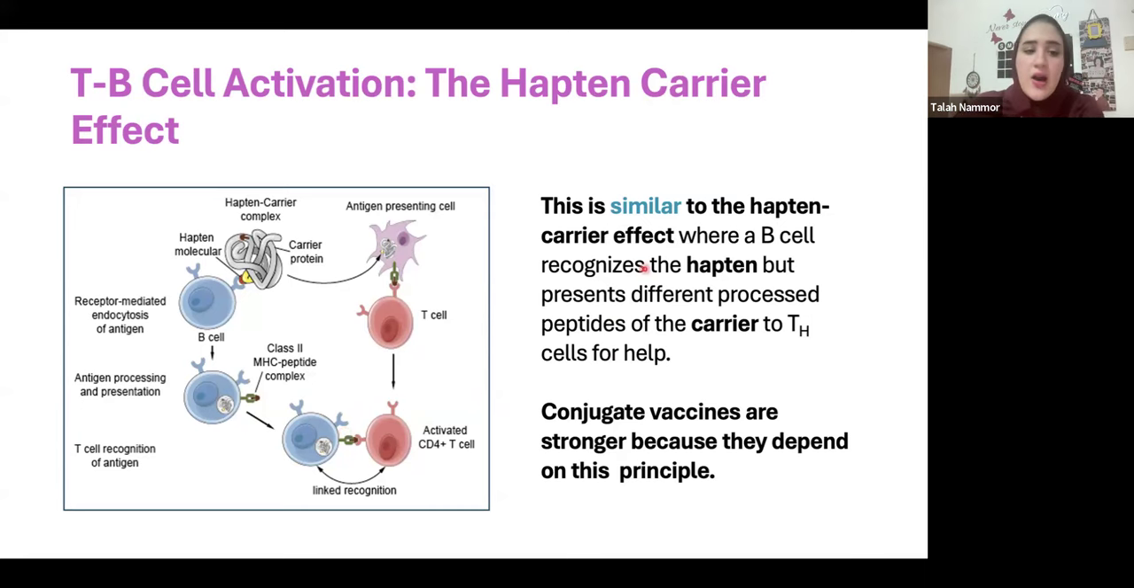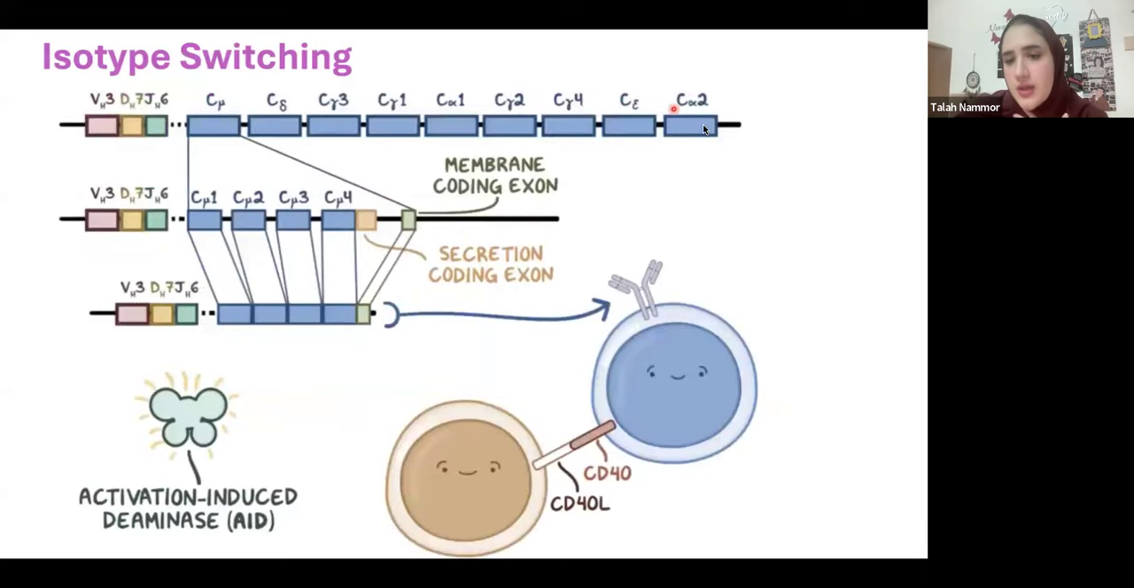Now, later on, we're going to talk about vaccines. The hapten carrier, or having an antigen attached to a protein, is another name for conjugate vaccines. When they create vaccines, sometimes they do that. They put an antigen on a carrier protein just so they stimulate a stronger immune response. This is all you need to know from here. Let's talk about isotype switching.